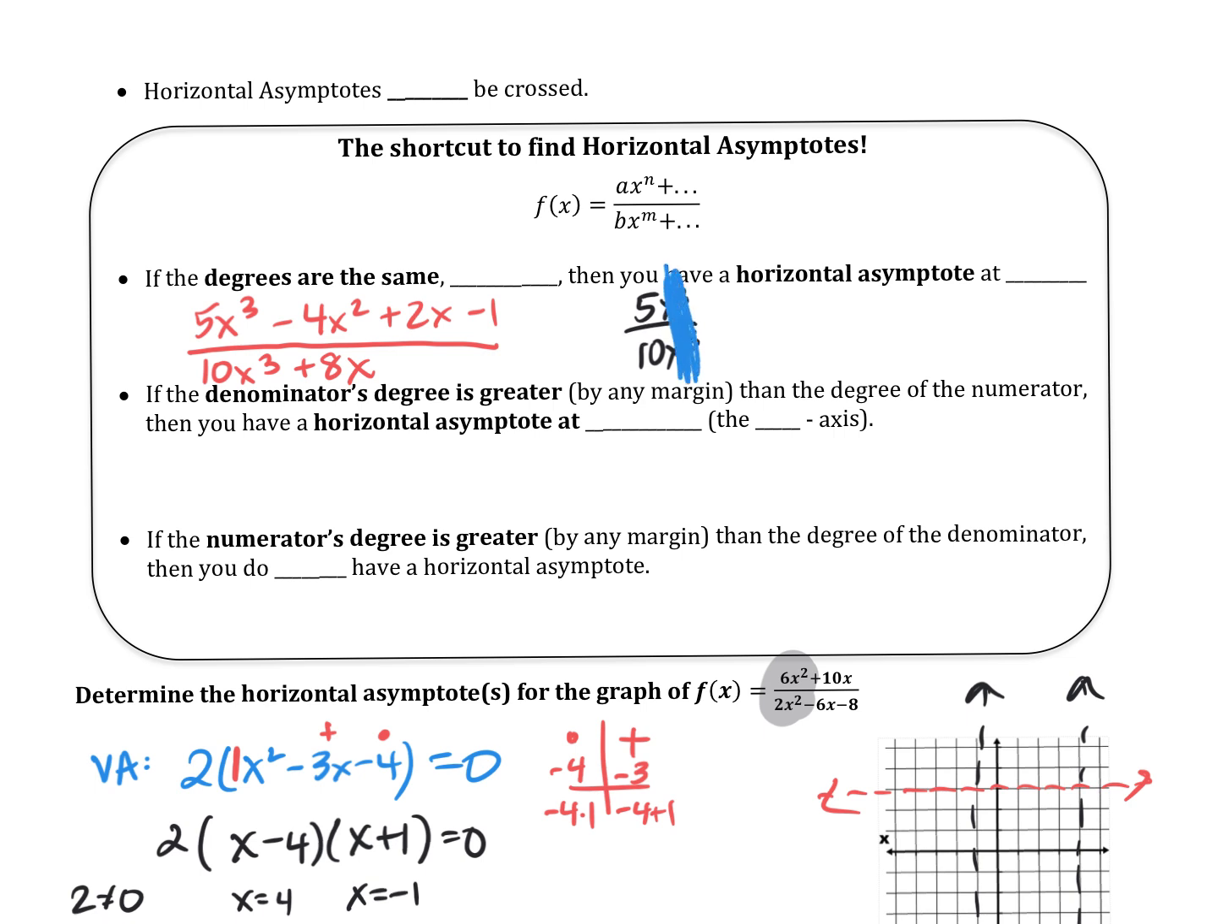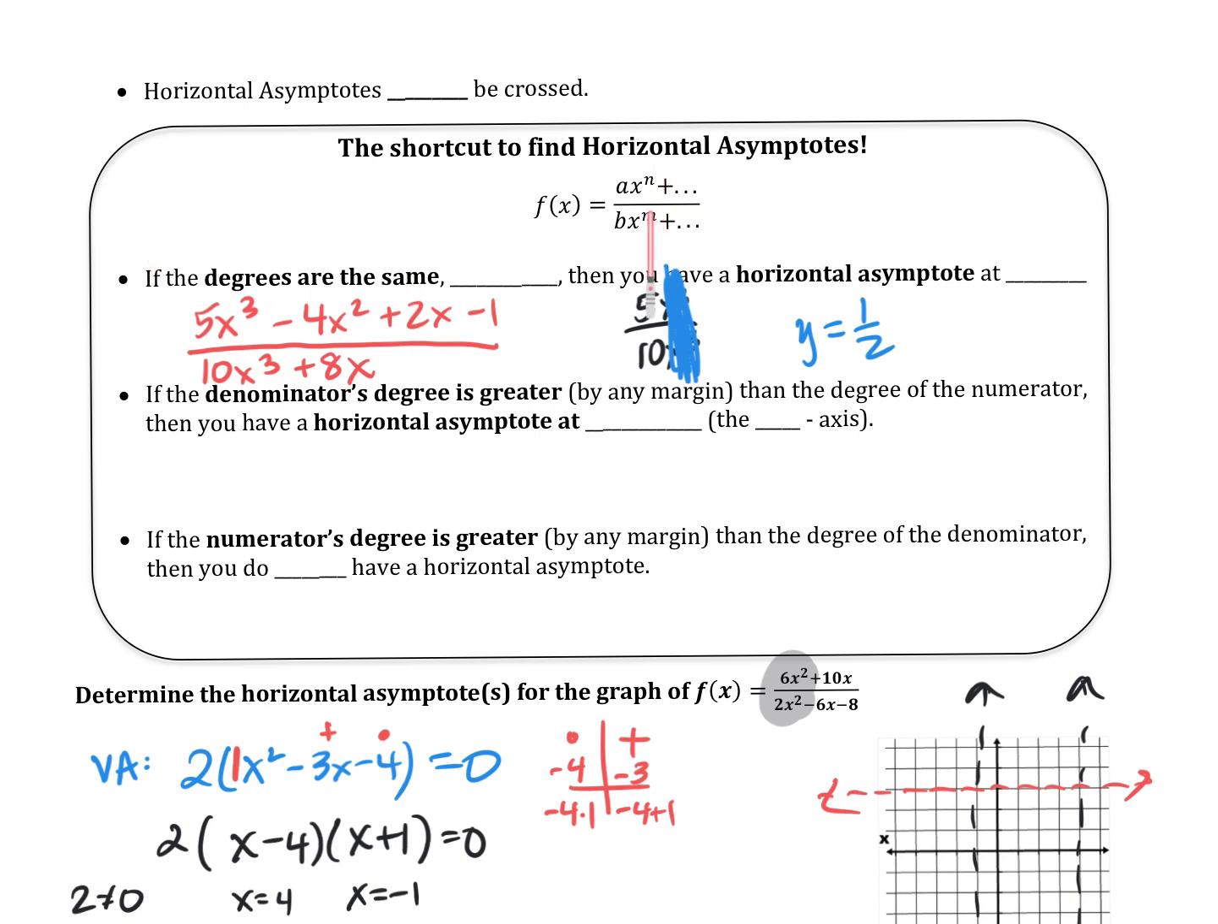I would just get rid of them. x cubed over x cubed is gone. What are we left with? 1/2. Thanks for saying it that way. 5/10 is the same as 1/2. That would be my horizontal asymptote. So those are my fave, when the exponents match. They just cancel out and I just get to say, oh, 5/10 is a half. How could we apply that to this?